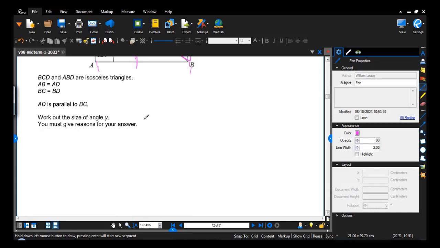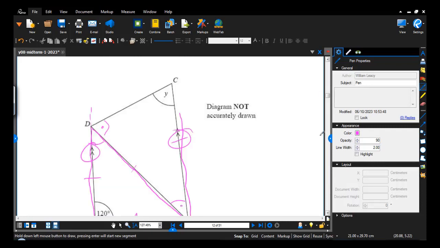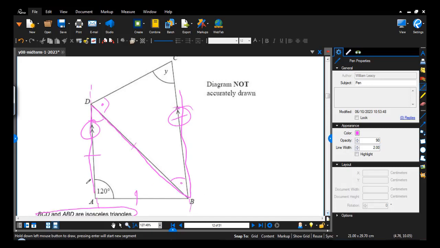So make sure you read the question, because sometimes the diagram doesn't give all the information. And you have to find the size of Y. You should be able to do that. If that's isosceles, well, what's that and that going to be? And then you're going to use some kind of relationship between these two angles. No, you're not, because these are not alternate.